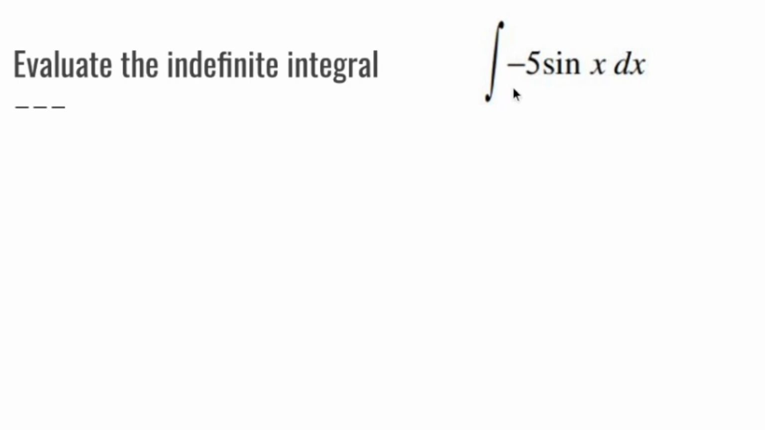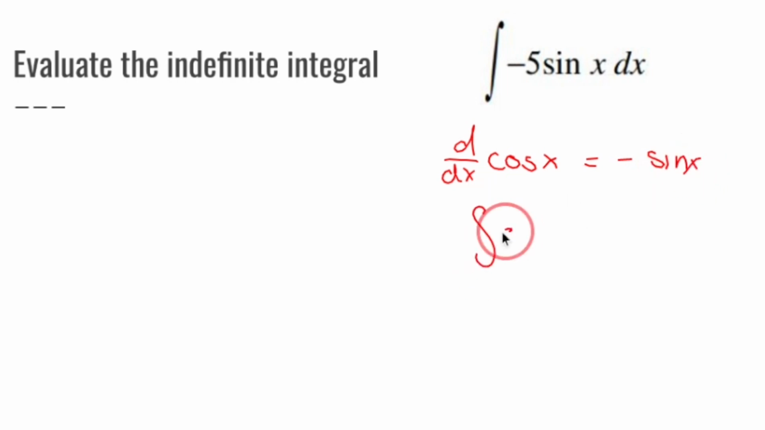Evaluate the indefinite integral of negative 5 sine x. Now you might remember from back in the day that the derivative of cosine x is negative sine x. So it would make sense to say that the integral of positive sine x is going to give me negative cos x. Let's put the dx there and the plus c to make it complete.